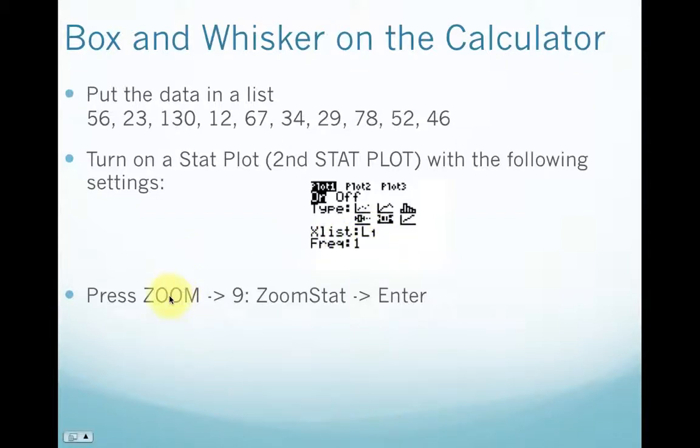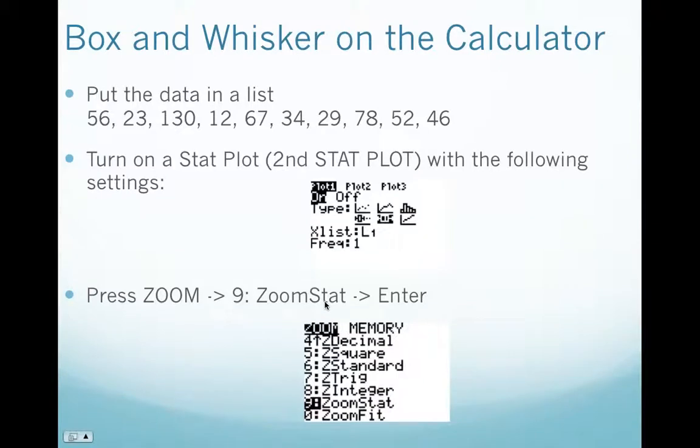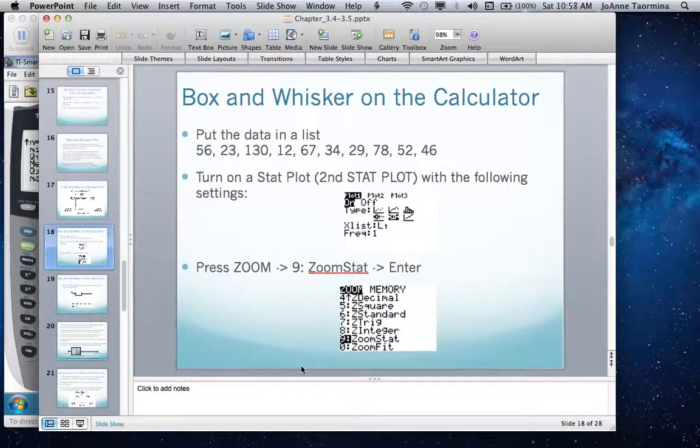You'll press the zoom key, go down to menu number 9, zoom stat, and hit enter. The zoom key is at the top right, below the calculator screen. You go down to number 9 and hit enter, or you could just press the number 9 and then hit enter. Let me show you how this appears.